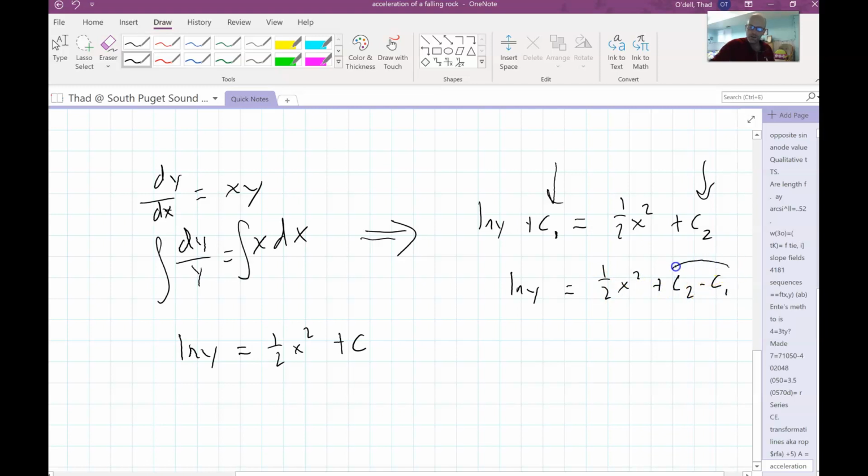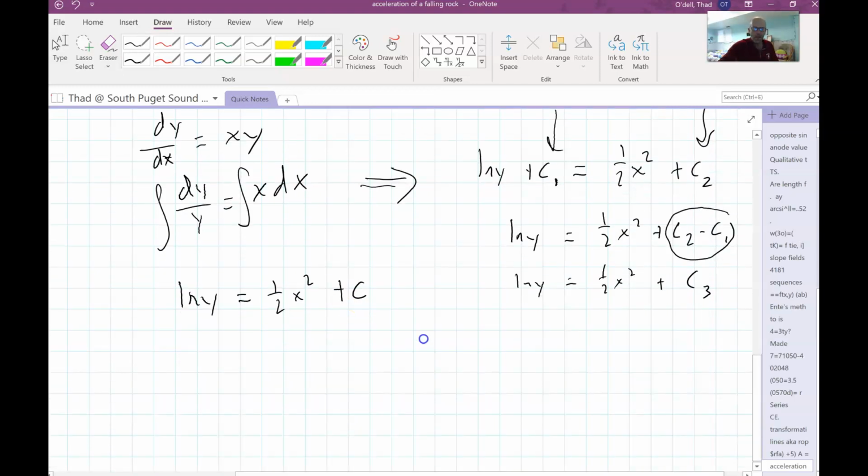And of course, c2 minus c1 is just a constant also. So I could rewrite this as natural log of y is equal to 1/2 x squared plus some other constant, and we'll call it c sub 3. So the point is that I don't have to put a c in both places because they can just be compounded into one by adding them together. So that's why I only do a c on one side. Okay?